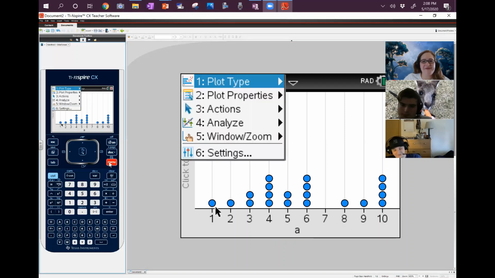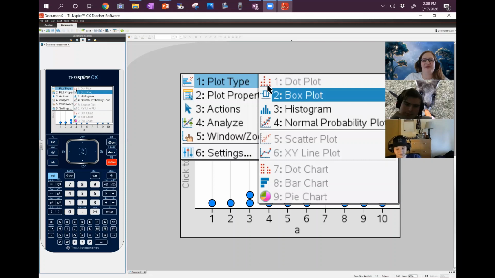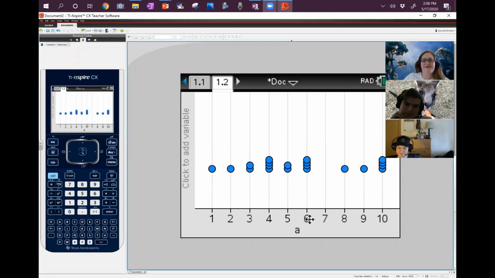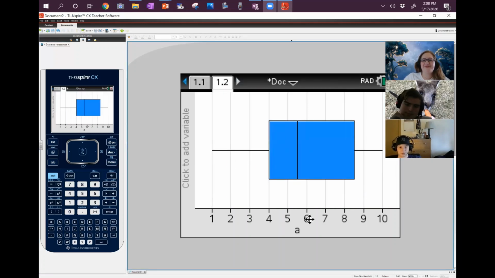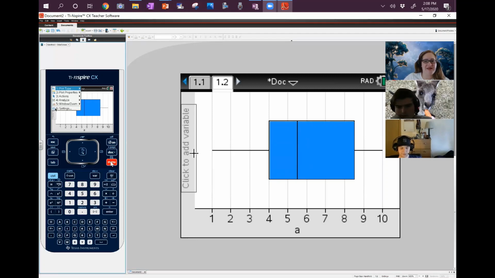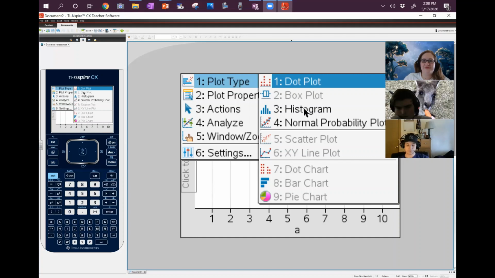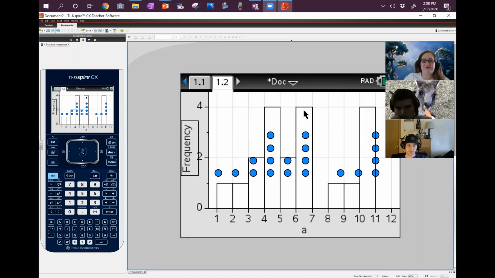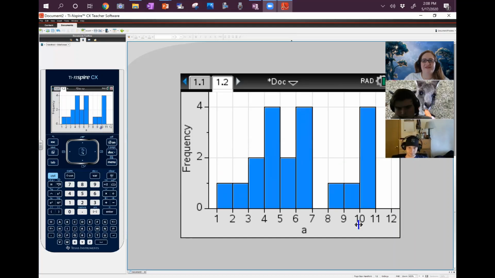Okay, menu, and then plot type. If you do menu plot type, guess what? You can get a box and whisker plot. It will do box and whisker plots for you. It will do histograms for you. Remember the histogram? Histograms are basically bar graphs, but more numerically inclined.